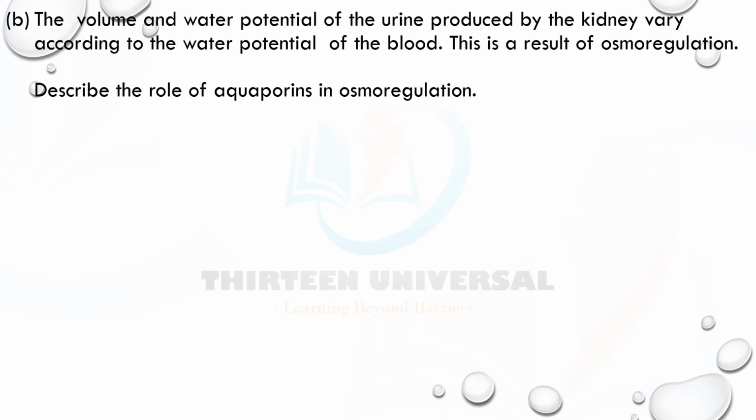The volume and water potential of the urine produced by the kidney vary according to the water potential of the blood. This is a result of osmoregulation. Describe the role of aquaporins in osmoregulation. So pause the video and describe. Give us the main sequence of events that occurs in osmoregulation by aquaporins. What is their role? Okay, welcome back.